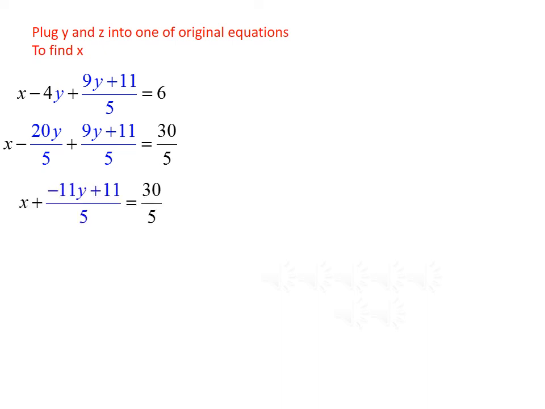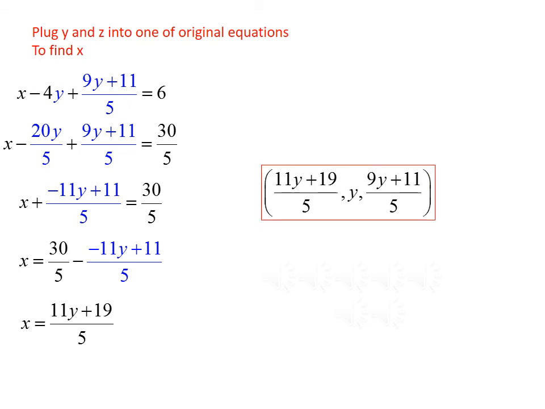We can combine -20y over 5 plus (9y plus 11) over 5 by combining the y terms. So -20y plus 9y gives us -11y. So that gives us x plus (-11y plus 11) over 5 equals 30 over 5. To solve for x, we'll subtract (-11y plus 11) over 5 from both sides of the equation. And if we simplify, we'll get x equals (11y plus 19) over 5. So plugging in these results for x, y, and z, we'll get the ordered triple ((11y plus 19) over 5, y, (9y plus 11) over 5).